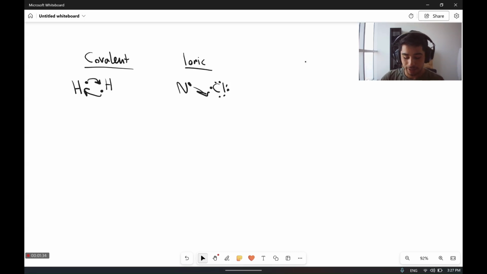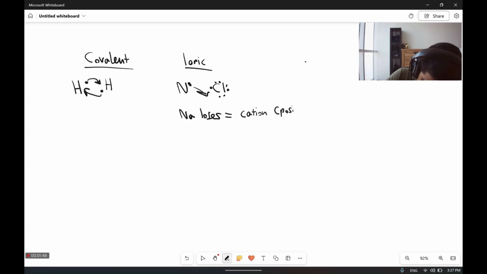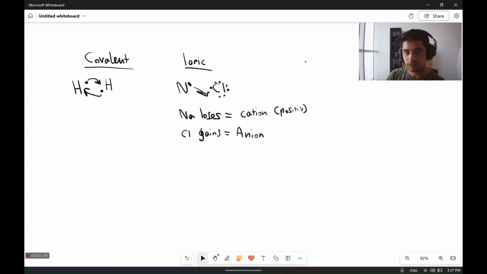But the important part in ionic bonding is that when Na loses the electron, it becomes a cation, which is a positive ion. And since Cl gains the negatively charged electron, it becomes an anion. Keep in mind, electrons are negatively charged. If someone gains one, they become negative. If someone loses one, they become positive. So anion is negative.